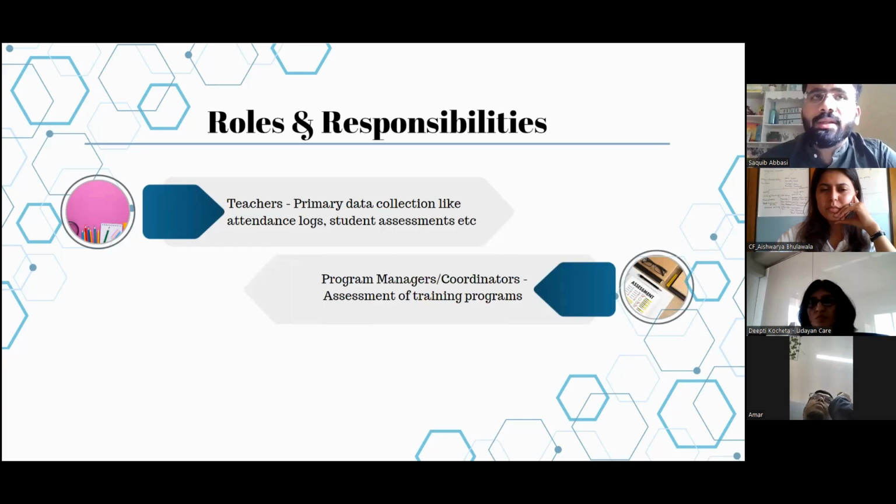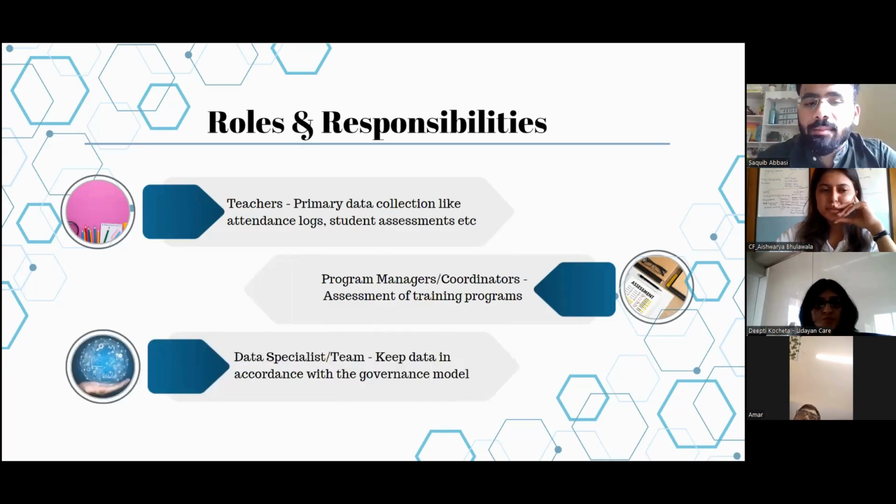Program managers and coordinators can essentially be responsible for assessment of trainings, ensuring that when the trainings are happening for the teachers that we work with, the collection of the data and analysis of the data happen; maybe program coordinators can be responsible for that. And the data specialist team, essentially the broader team, ensures that the overall data management is in accordance with the governance model that we have as an organization, and it fits in the broader legal governance framework. In a nutshell, who is responsible for what with respect to collection of data.